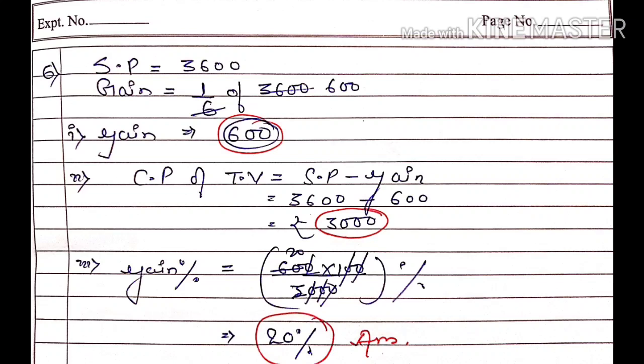So from the question everything is clear. Selling price is 3600, gain is 1/6 of SP, 1/6 of 3600, cancel. What is the gain? 600 rupees, gain is 600. So cost price of the TV is selling price minus gain, 3000. Gain percentage, gain into 100 by cost price. Calculate, 20% will come. This was type C.